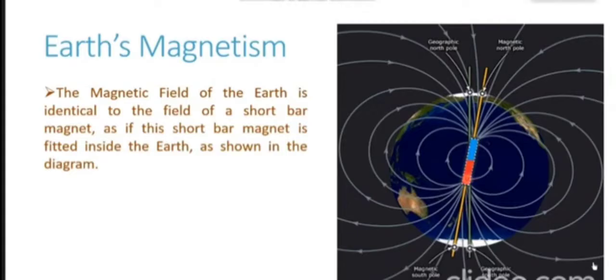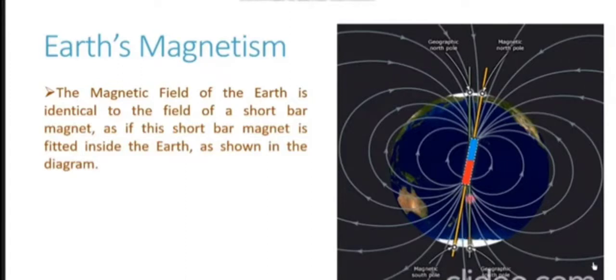So the short bar magnet is fitted inside the Earth. The magnetic field is exactly similar to as if the short bar magnet is fitted inside the Earth. And if we extend the axis at the points where they cut the surface of Earth, these points are known as the magnetic poles. If you extend the axis towards the top or towards the north side, you get the magnetic north pole, and when you extend it towards the bottom or towards the south side, you get the magnetic south pole.